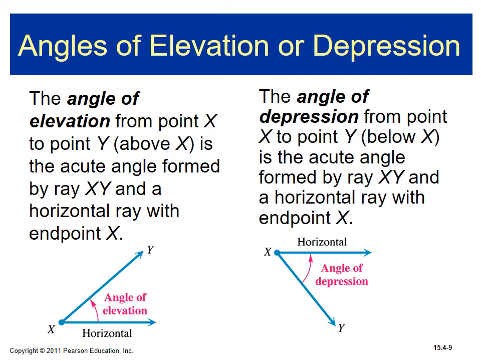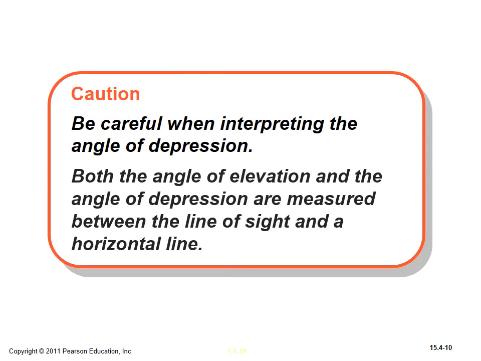Angle of depression would be like, let's say you're standing on a balcony and you look down at the street at a friend. Okay, if your eyes are looking parallel to the earth and then looking down at your friend on the street, that would be the angle of depression. So be careful when interpreting the angle of depression. Both the angle of elevation and the angle of depression are measured between the line of sight and a horizontal line.